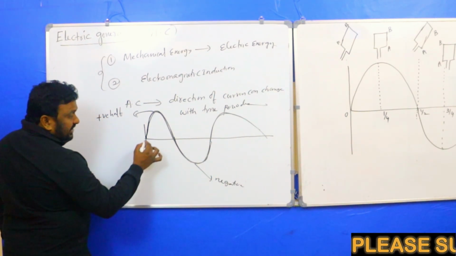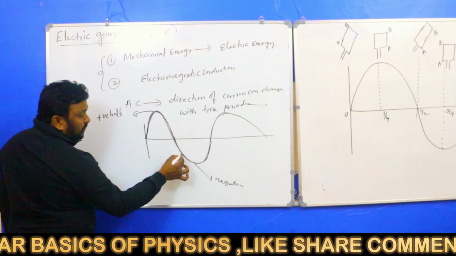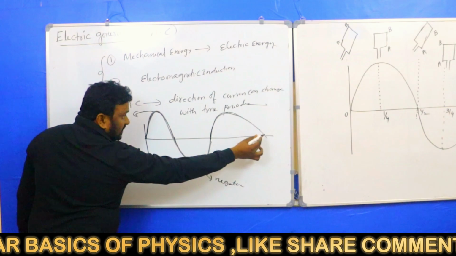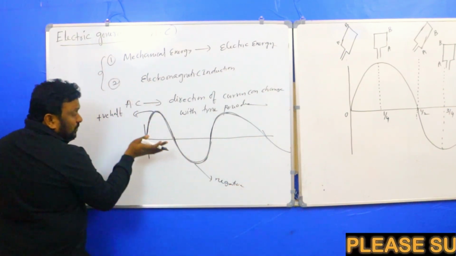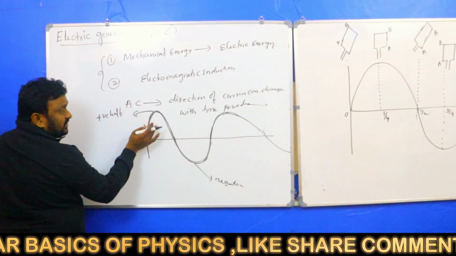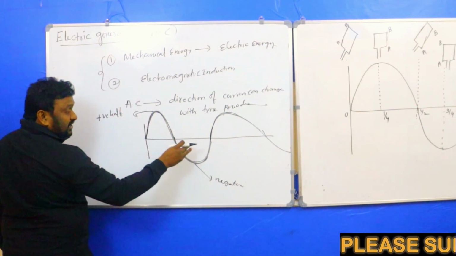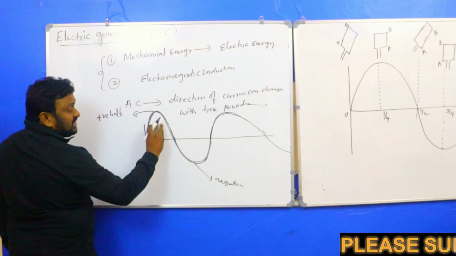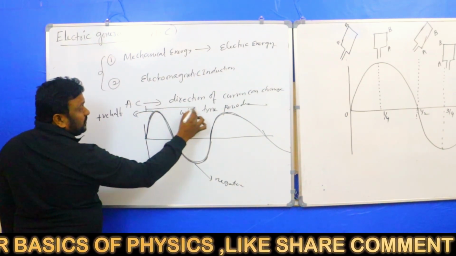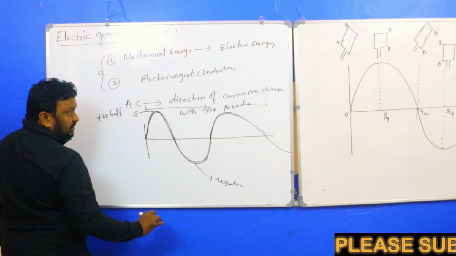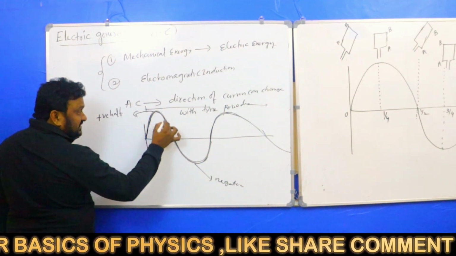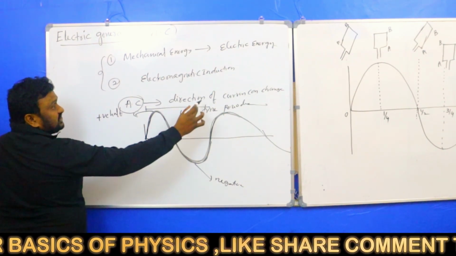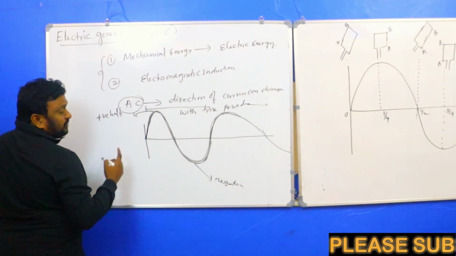Clear? Now there is one positive cycle and one negative cycle. Again a positive cycle, and again a negative cycle. So the current is in one particular direction for the positive cycle, and in the other direction for the negative cycle. A positive cycle and a negative cycle together are called one cycle. Clear? If the current is like this, then it is called alternating current. The direction of current changes with respect to time periodically.